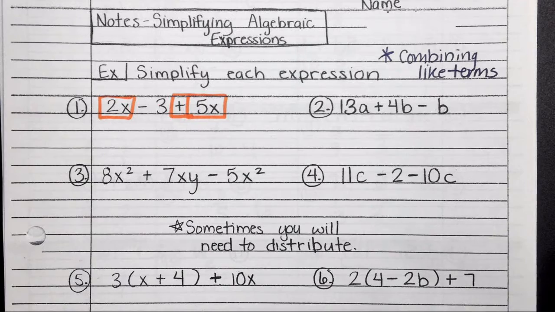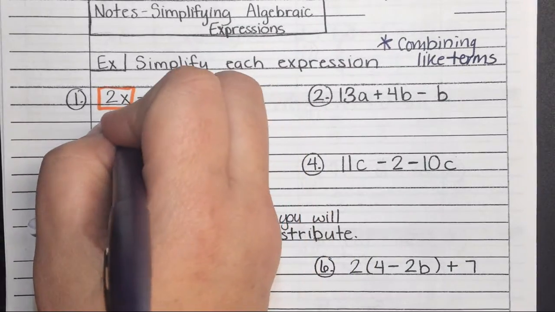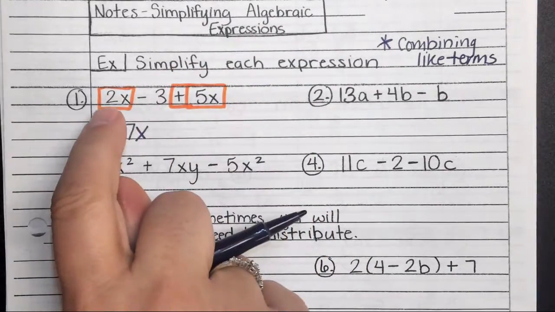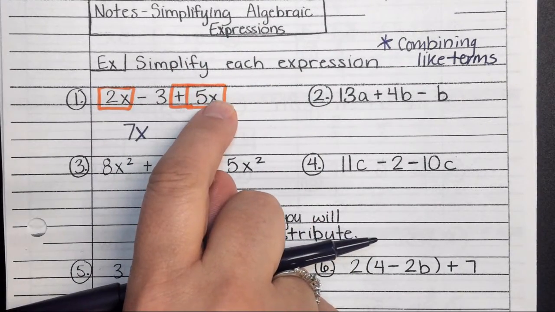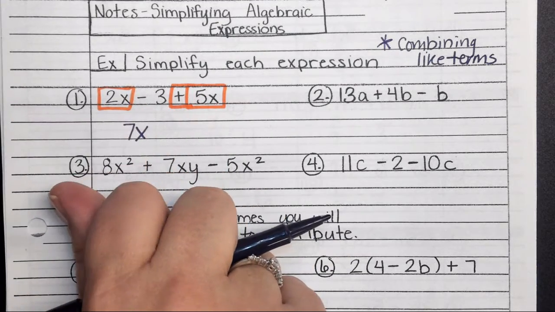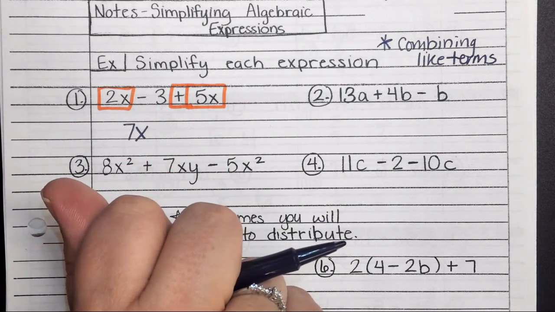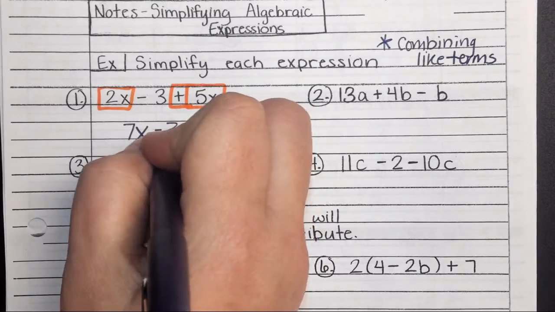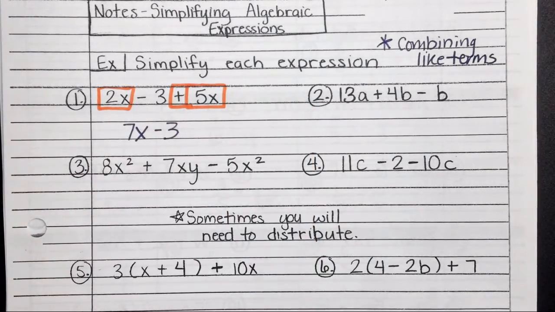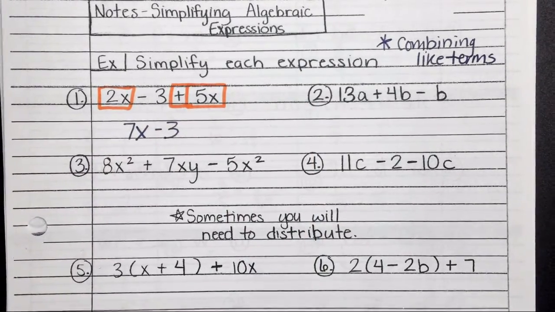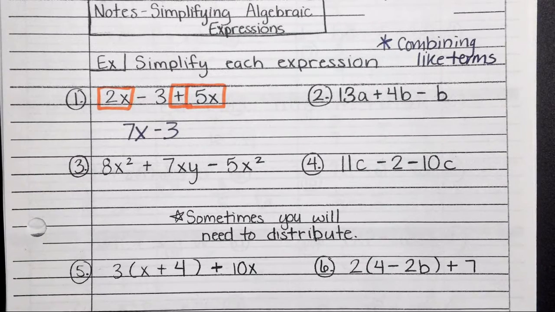So what would we get if we combine 2x and 5x? 7x. We're adding, so 7x. We're looking at 2x plus 5x. Can we combine the minus 3 with anything? No. So it's 7x minus 3, and that's all we can do. We can't solve it any further because we don't know the value of x. So what we've done is simplified this expression down to the absolute bottom. We can't do anything else with it.